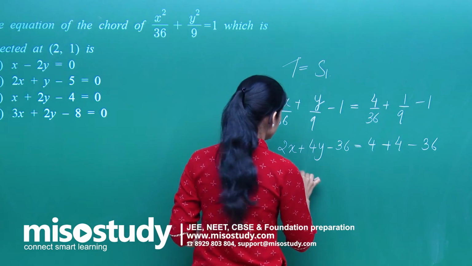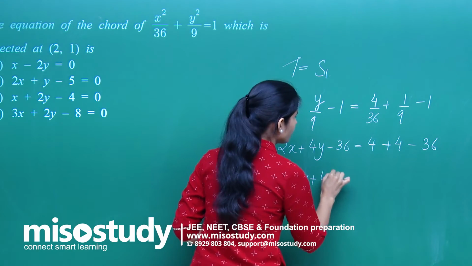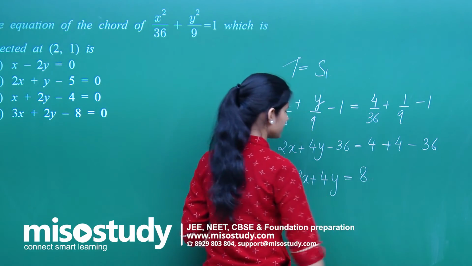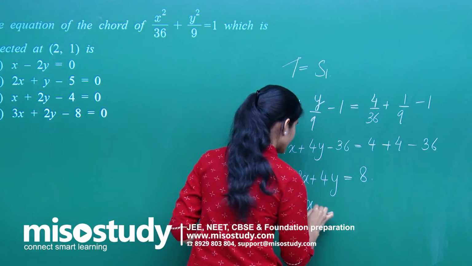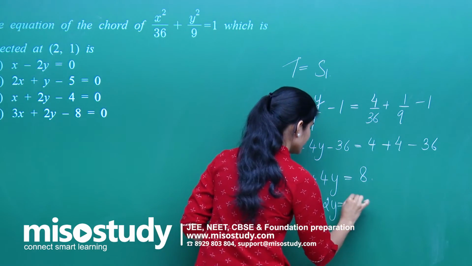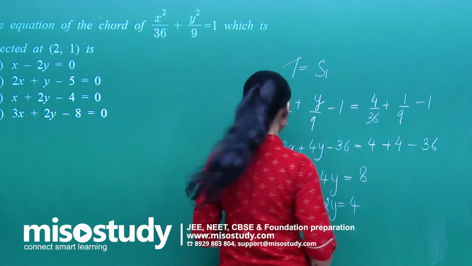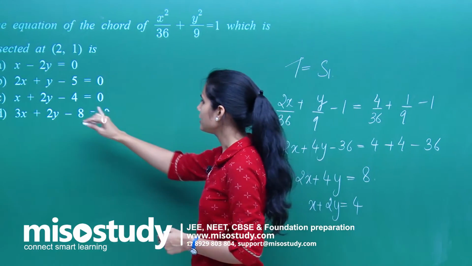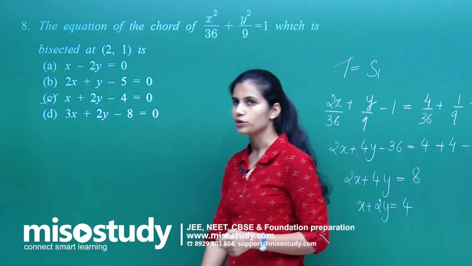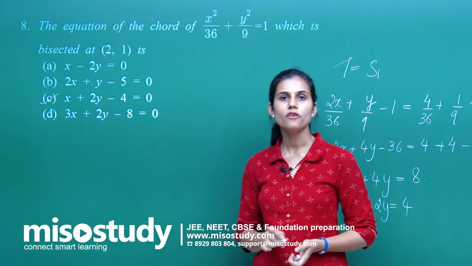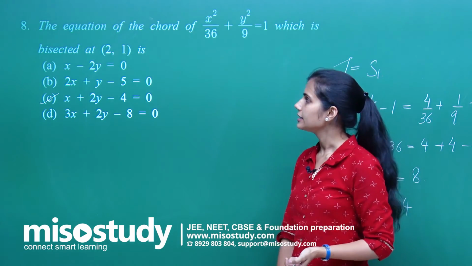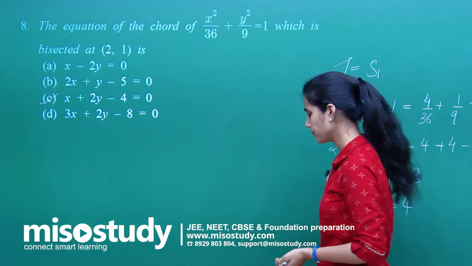So you basically get 2x plus 4y minus 36 equals 4 plus 4 minus 36. So what is it that you get? You get 2x plus 4y equals 8, or x plus 2y equals 4, or x plus 2y minus 4 equals 0, as the equation of the chord bisected at the given point for the ellipse.